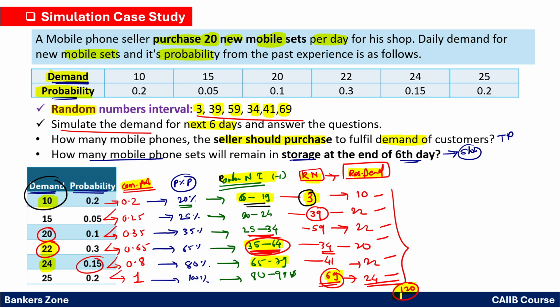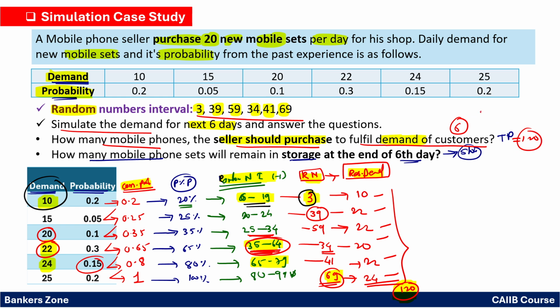Now how many mobile phones are required? So what is the total demand? So for 6 days, total 120. This is the demand from the customer, right? So how many mobile phones should the seller purchase to fulfill the demand of the customer for the next 6 days? So the answer will be 120.